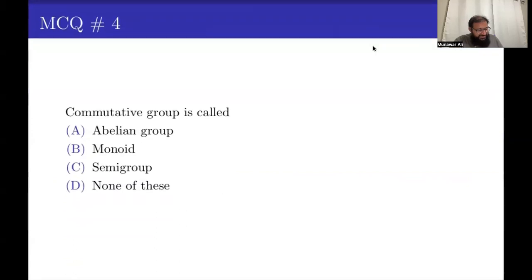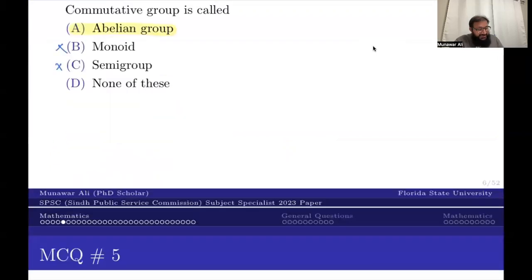Similarly, moving to the next question, question 4 says commutative group is called. It's very simple. If you have a group, it has the basic properties: closure, associativity, an identity element, and an inverse of each element with respect to the operation defined. If the group is commutative with respect to the binary operation, then we call it an abelian group. We cannot select monoid, because it's not a group, and a semigroup is not a group in general. Obviously the correct option is A.